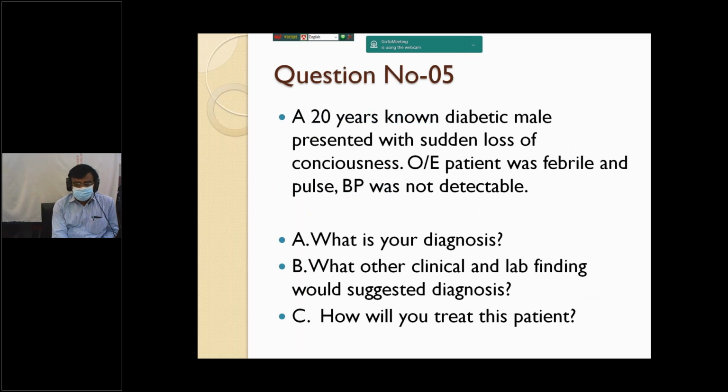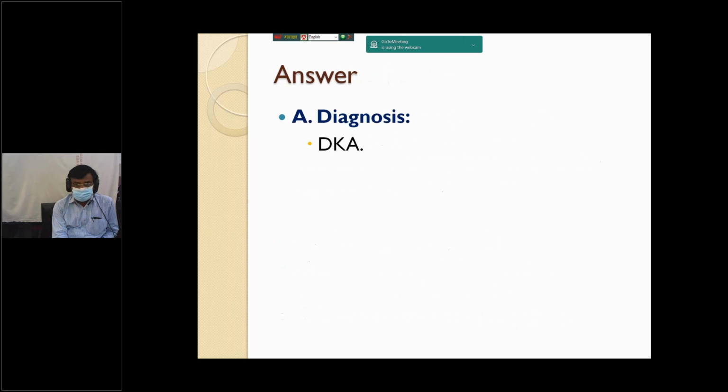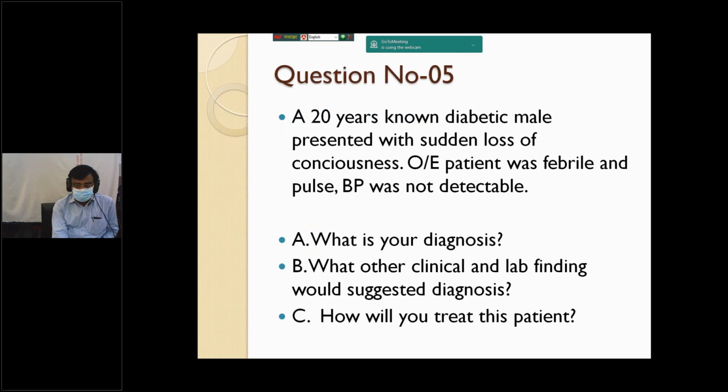So this is the last question. A 20 years non-diabetic male presented with sudden loss of consciousness. On examination, patient was febrile, pulse and BP not detectable. What is your diagnosis? Our diagnosis is diabetic ketoacidosis. What other clinical and lab findings do you suggest for diagnosis?